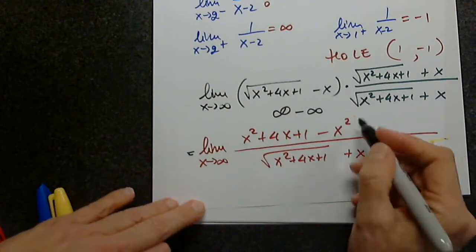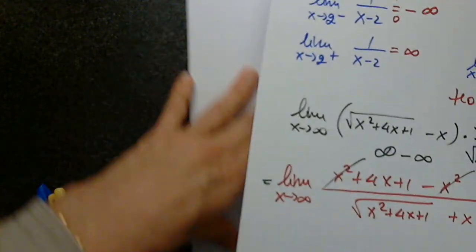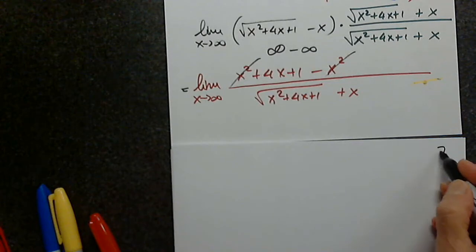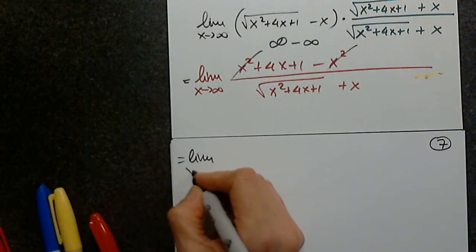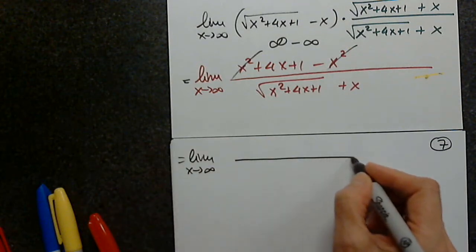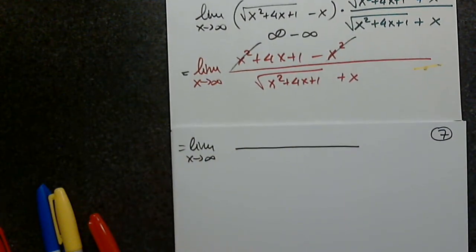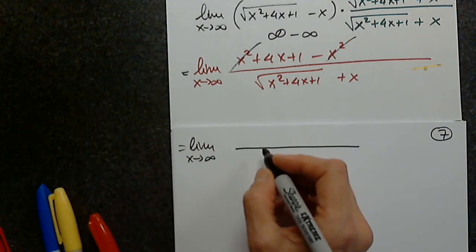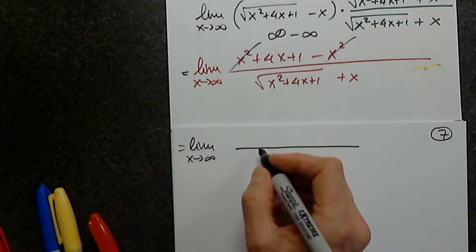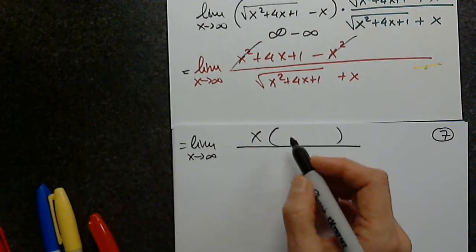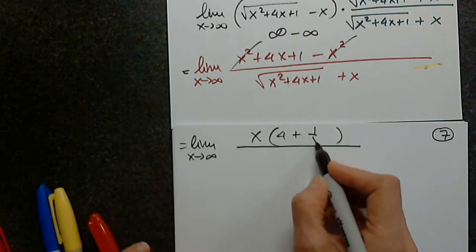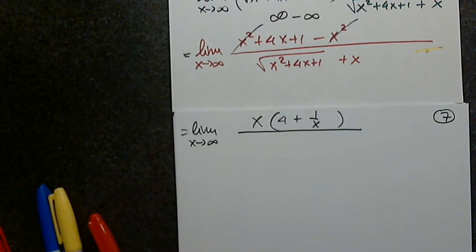So, of course, I will simplify these two. They cancel out. And now, what do I do to the top? Definitely, for sure. What is the degree? What do I factor out? Very good. What do I get? 4 plus 1 over x. Awesome. What do I do to the denominator?